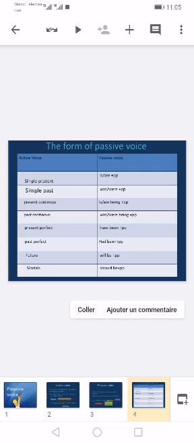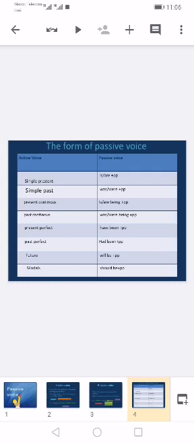Let's go to the past perfect, which is had plus verb in past participle. The only difference between past perfects and present perfects is that have becomes had. For example, an apple had been eaten.